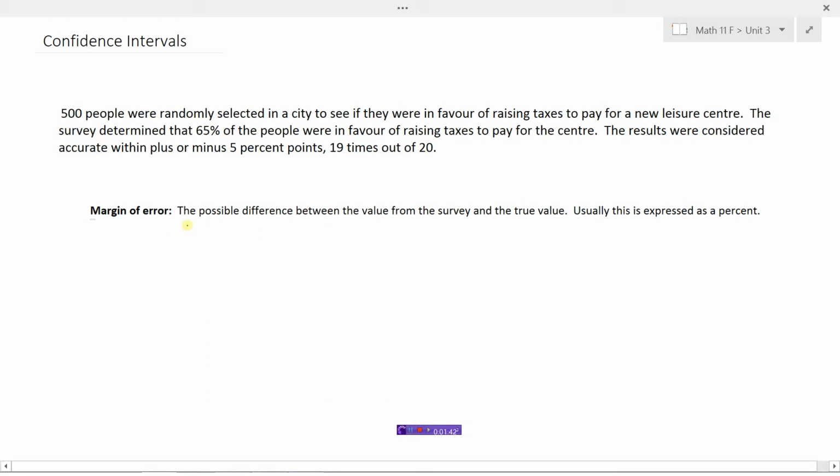The margin of error is the possible difference between the value from the survey and the true value of the entire population. And usually we express this as a percent. So this is our margin of error, plus or minus, and usually we write the plus over the minus like this, plus or minus 5%. That's our margin of error. 65% is what we've got, but that could be off by up to plus or minus 5%. So that's the margin of error, plus or minus 5% in this question.